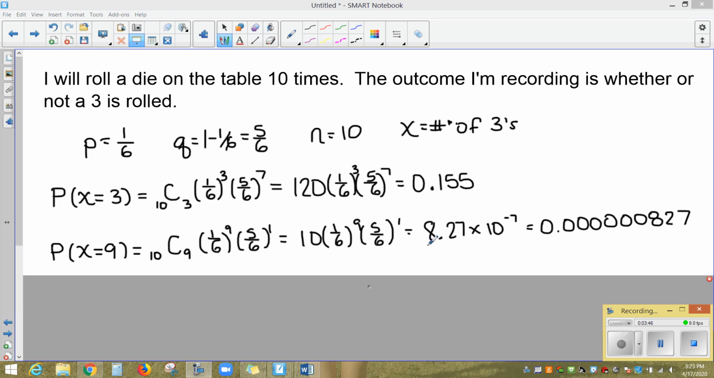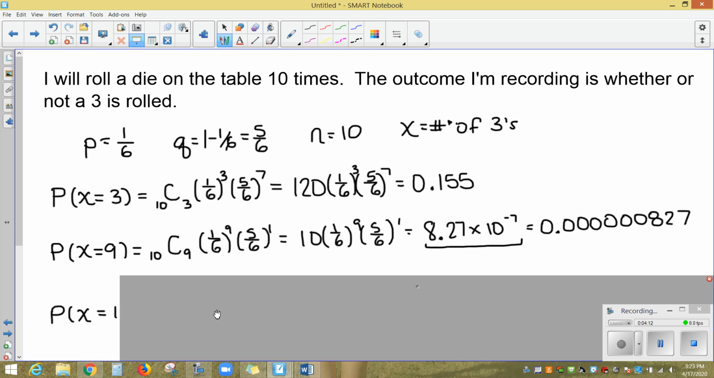Most of you in your calculator will end up with something given to you in scientific notation. Instead of a 10 there, it'll probably have a capital E, but it means 8.27 times 10 to the negative 7th. From where the decimal is, we're going to slide it to the left 7 places, and so really there's not a chance that that's going to happen. It's so small we aren't going to worry about it.